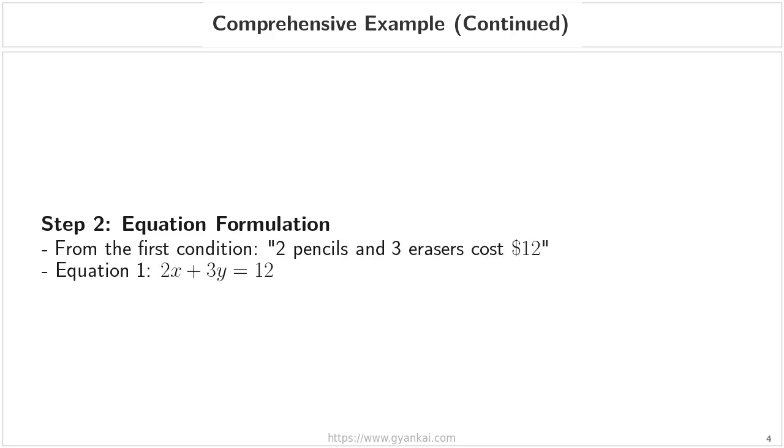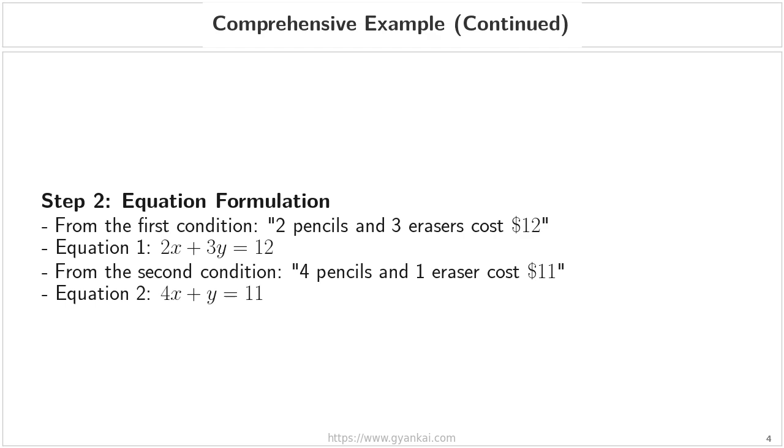Looking at our first condition, it says 2 pencils and 3 erasers cost $12. To turn this into an equation, we use our variables. 2 times x plus 3 times y equals 12. This gives us our first equation, 2x plus 3y equals 12.